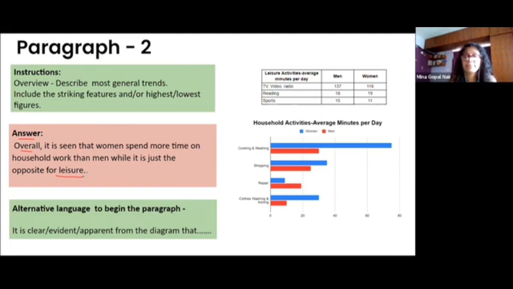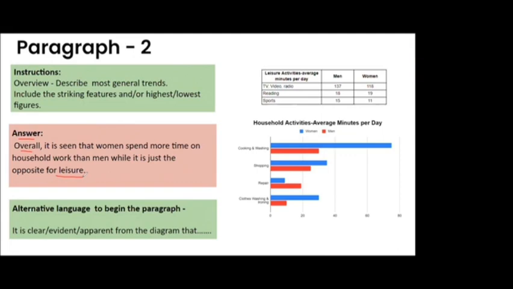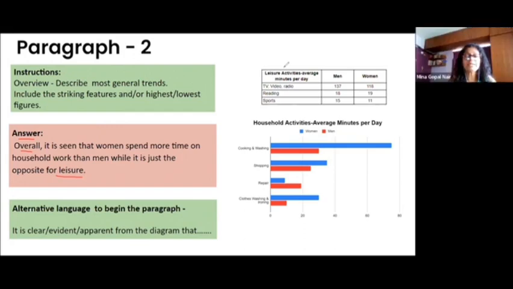Yes, Sayam. One specific point we can write is, I think, about cooking and washing, because that's one of the highest differences in the graph. Okay, so you can probably say that the most time spent is on cooking and washing, which is the activity on which women spend the most time. That is one point that you can say in terms of household activities. Okay, what else? Any other ideas?